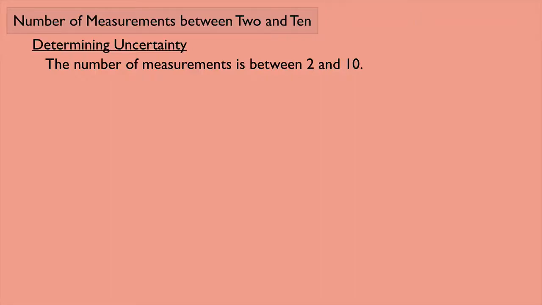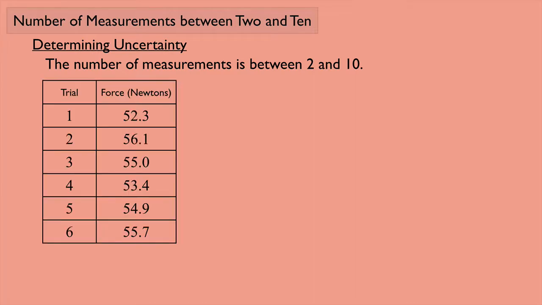What if the number of measurements is between 2 and 10? Let's look at an example where you take 6 measurements of a force given in newtons. It's always a good idea to display all of your data in a table. Makes it easier to see and understand. So in this case, we have the trials, 1, 2, 3, 4, 5, 6, and then our forces.